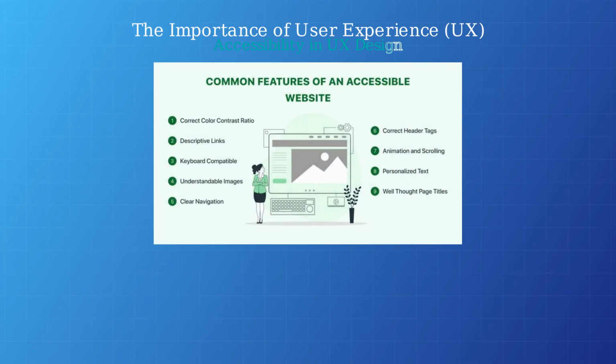Accessibility is a crucial aspect of UX design. An accessible website includes features like correct color contrast ratios, descriptive links, and compatibility with screen readers to ensure usability for people with diverse abilities.